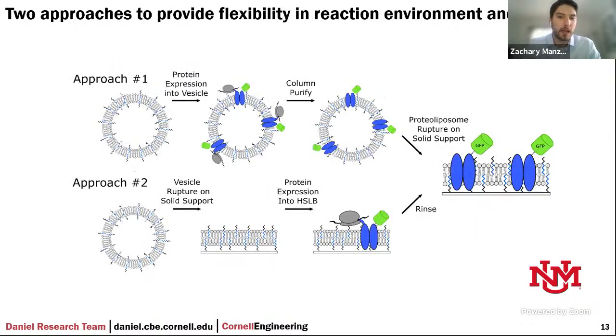So obviously, now that we can form bilayers, the next thing we want to be able to do is put proteins into them to carry out our functional assays. And we do this using two different approaches to give us more flexibility. The first is that we express the protein into a vesicle. We then rupture them on the surface. And the second, we form the bilayer first and then express the protein directly into it. And both of these should give us the same result.